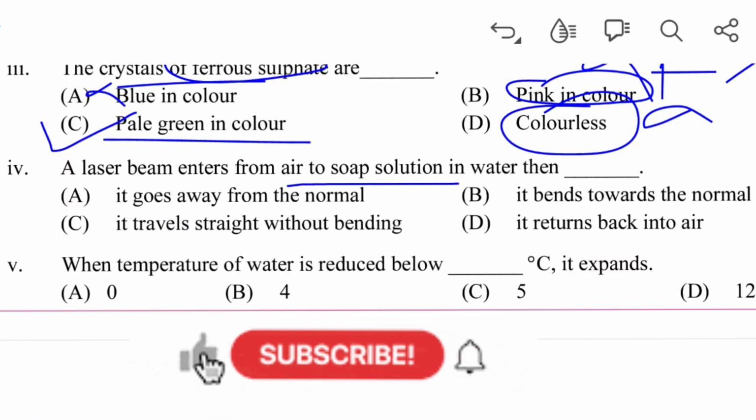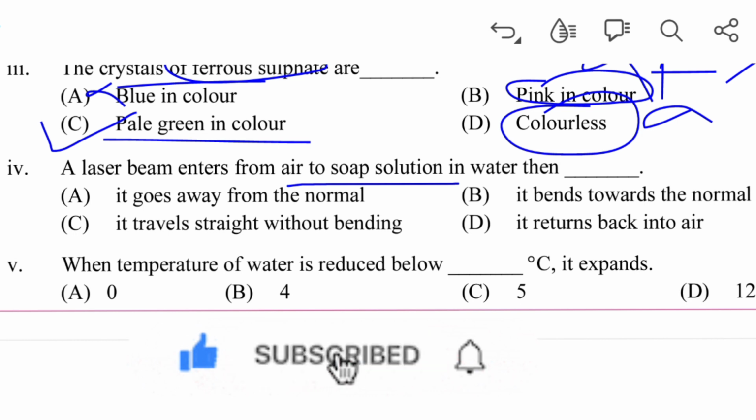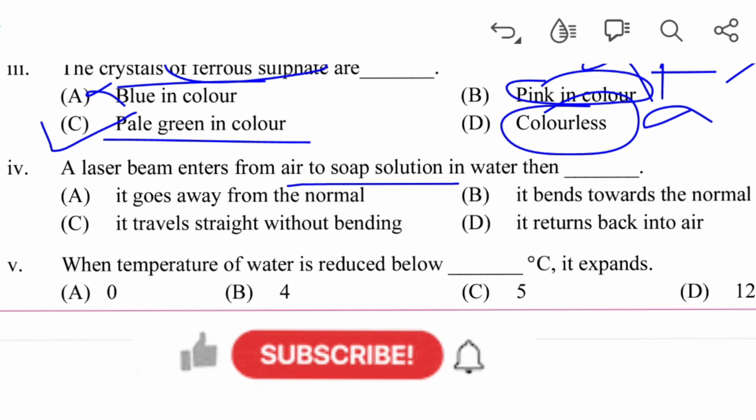A beam of light, or a laser, is entering from air to soap. What is happening? Air is a rarer medium and soap is a denser medium. So what will happen when light passes from a rarer to a denser medium? It bends towards the normal. So that will be your correct answer.